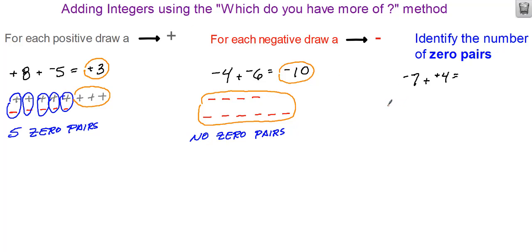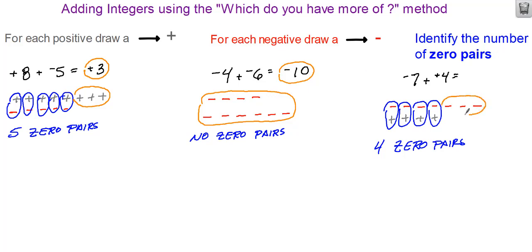Okay, last one on this row. We have negative 7. 1, 2, 3, 4, 5, 6, 7. And we have positive 4. 1, 2, 3, and 4, which means we have got 4 zero pairs right there. 4 zero pairs. And we have these 3 negatives left. So our answer is negative 3.